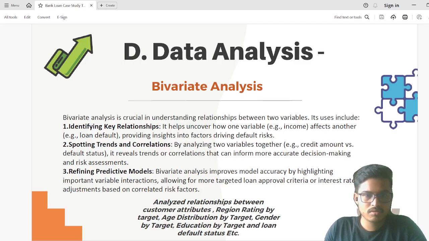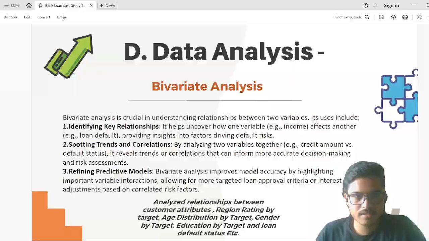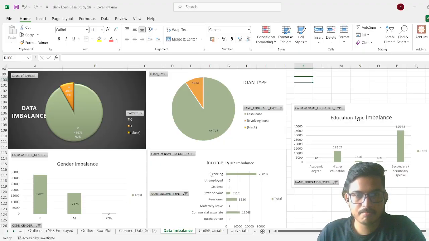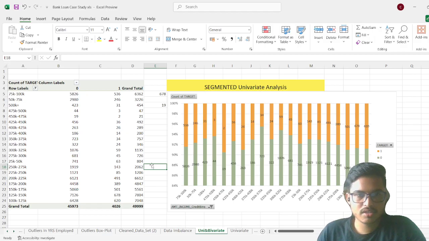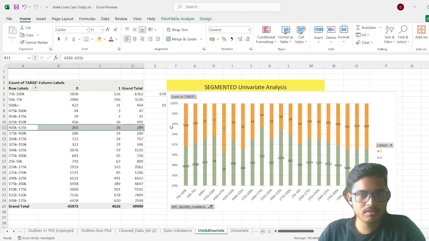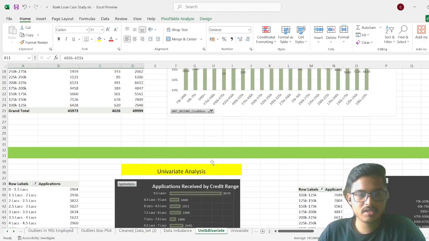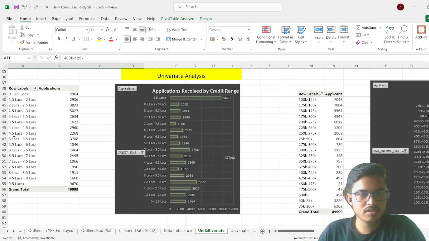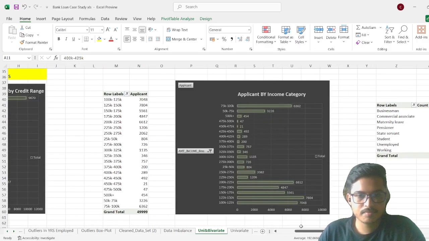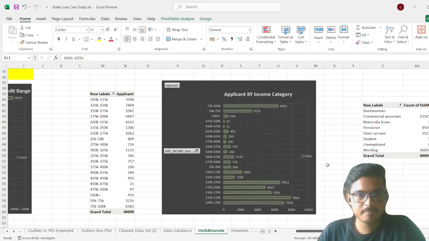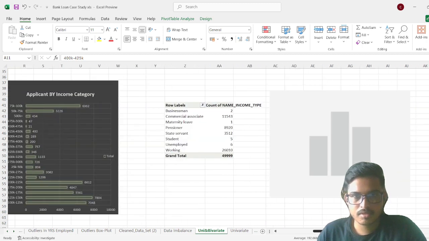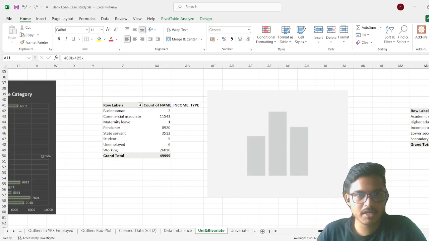I forgot to, not forgot, I will explain right now in our Excel sheet. Let's jump back into the Excel sheet. These are the Excel univariate analyses, which again use the pivot table. As explained, the clustered column chart is the bar chart for the applicants received by credit range, and for applicants by income category, again a bar chart with a black shading design. The pivot chart has again been used here for the income type.